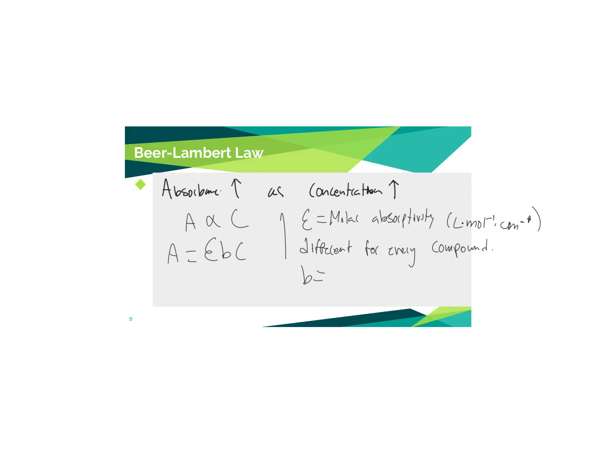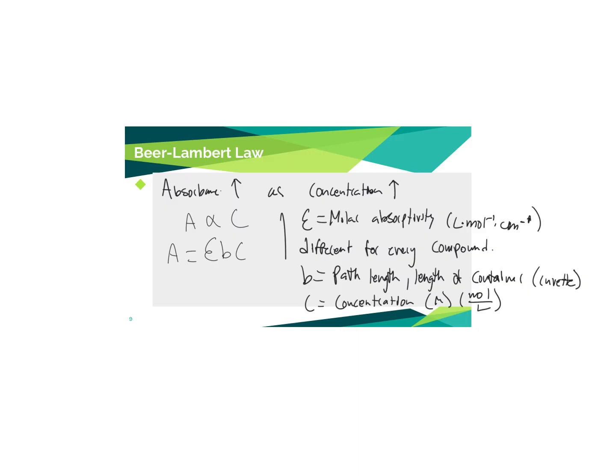B is equal to the path length, or this is just the length of the container, which is normally what's known as a cuvette, which we'll be using in a lab quite soon. And so the path length is just the length of the container that your solution is in, and then C is your concentration, typically in molar, or, of course, moles per liter.